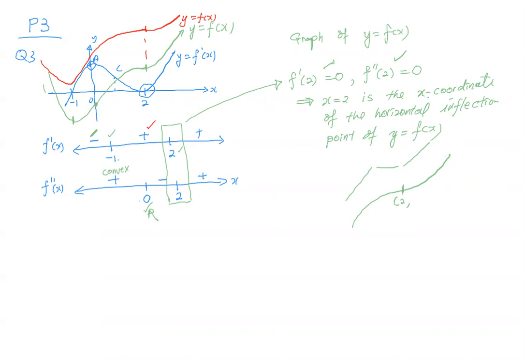So the position along the y-axis, the vertical, whether you are up or down, it doesn't matter. Make sure the shape is correct, the turning point is correct, the inflection point is at the right location. So you will get the full mark. Okay?